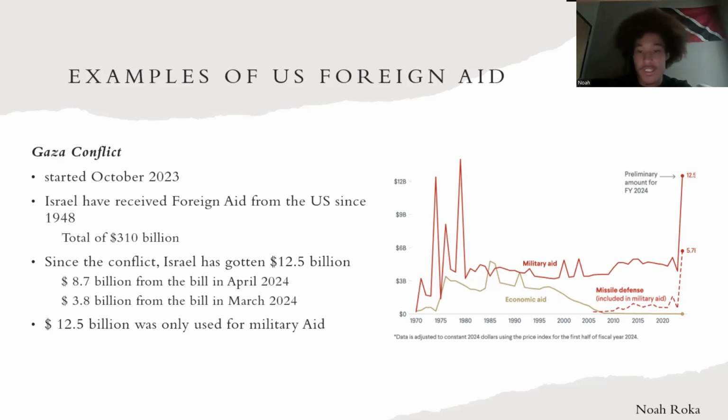And here in the graph, you can see how Israel has used the US foreign aid. You can see the majority was used for military aid, but also for economic aid. But since 2008, they haven't used that aid for economic reasons and only used it for military spending.